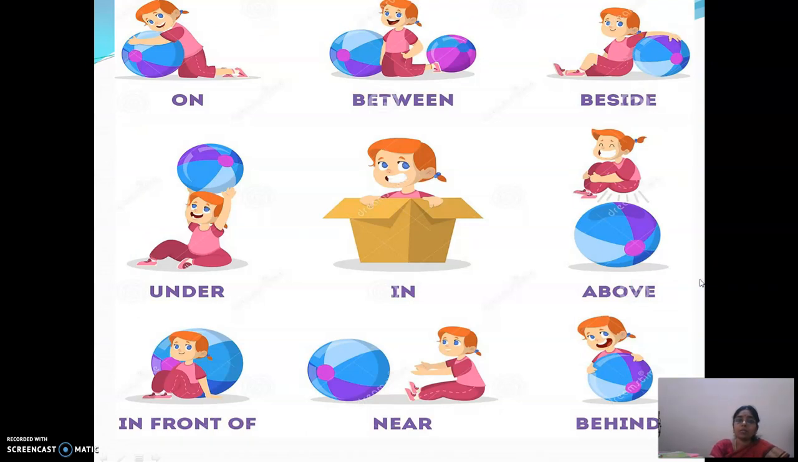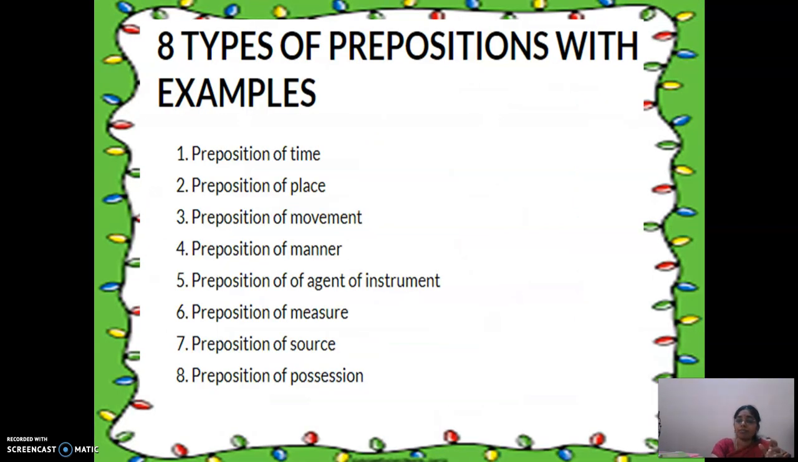Now on, between, beside, under, in, above, in front of, near, behind, all these pictures you could have seen whenever we are talking about prepositions. From second, third onwards, whenever you are learning the words on, between, the teachers will show this picture only. Your parents will show this picture only. Right? But we have 8 types of preposition. Some will say 2 types, some will say 3 types, some will say 5 types, and I am telling you 8 types of prepositions are there.